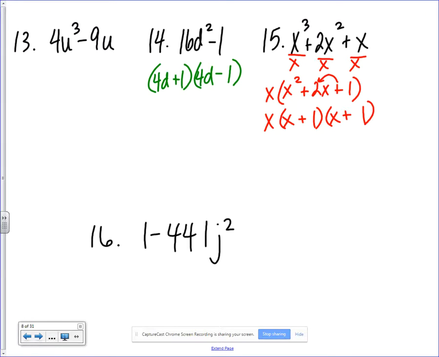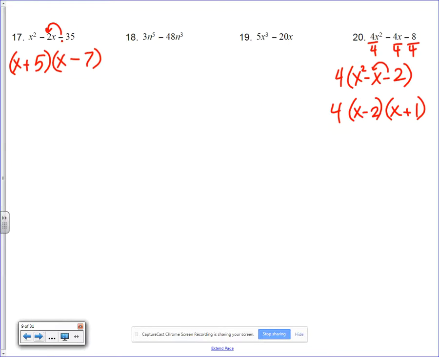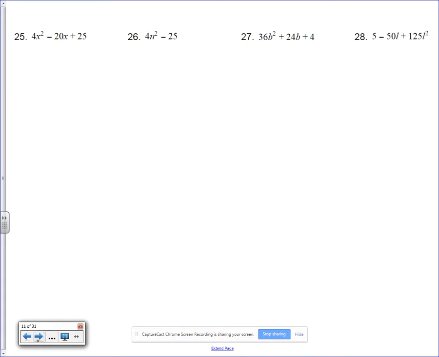Okay. How about number 26? Do you have a GCF? How many terms? Are they the difference? And are they perfect squares? Okay, so we're going to make conjugates. Wonderful. Pretty good, right? Okay.